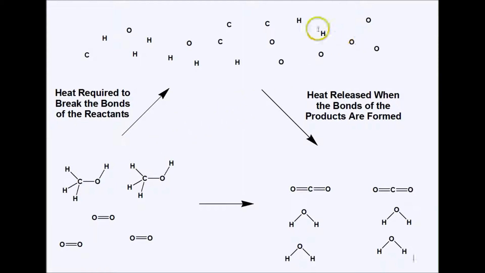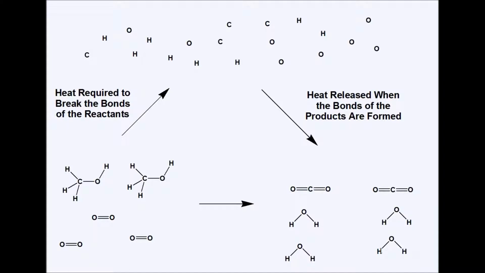Then let's take these atoms and reassemble them in the form of the products. So now we're going to make bonds. We're going to make 4 carbon-oxygen double bonds to form the 2 carbon dioxide molecules, and 8 hydrogen-oxygen bonds to form the 4 water molecules. Again, if we count each double bond as 2 bonds, we've got 2, 4, 6, 8, 10, 12, 14, 16. So we're forming as many bonds as we're breaking.